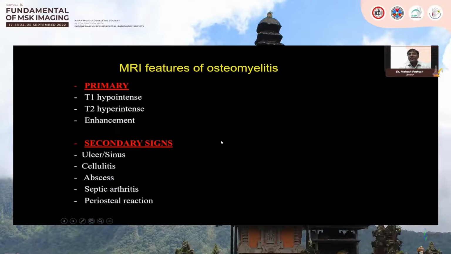So what are the MR imaging features of osteomyelitis? These are the typical primary imaging features. Bone shows T1 hypointensity and T2 hyperintensity, and they show enhancement. They can be associated with secondary signs like ulcer or sinus, cellulitis, abscess, and other features.